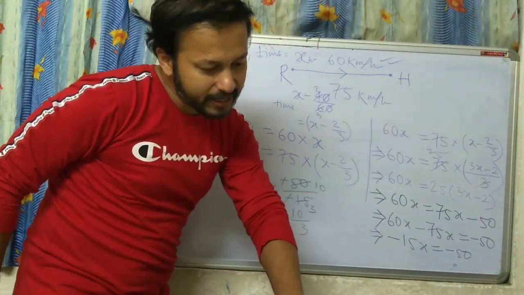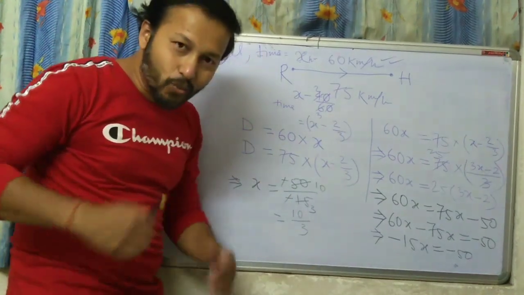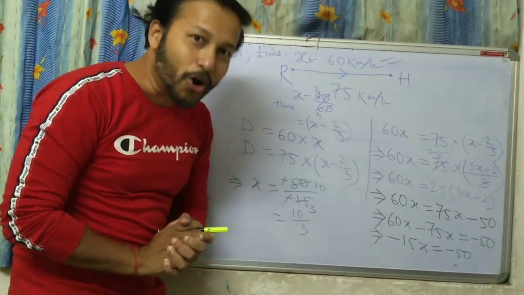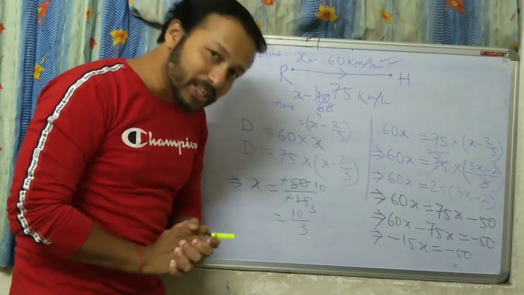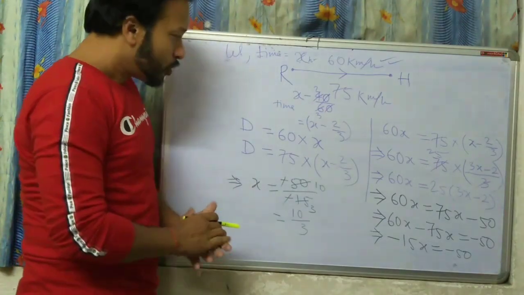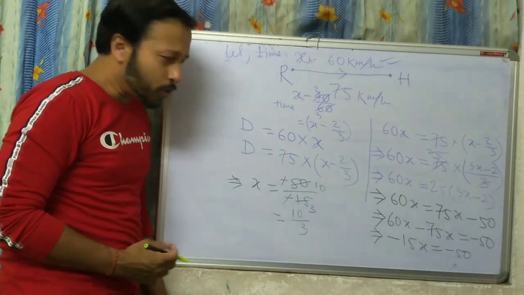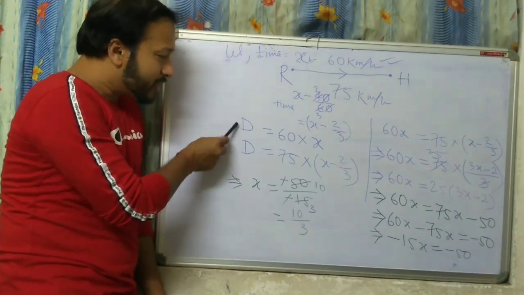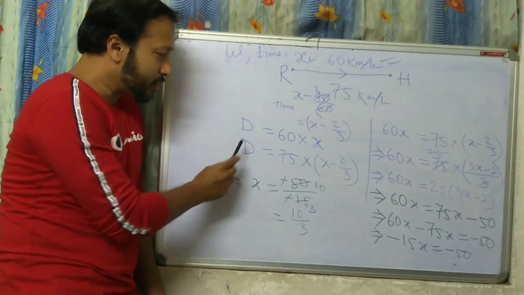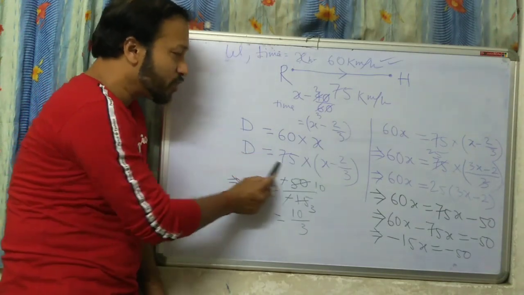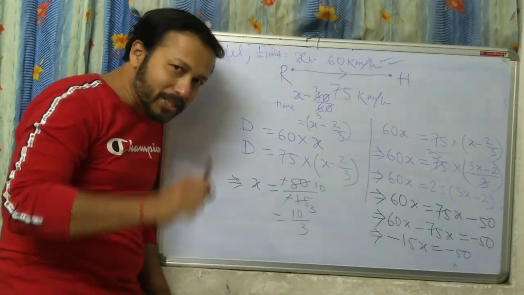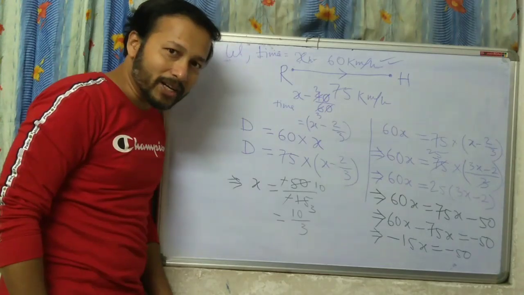How far is the holiday home? Means what is the distance of his holiday home? Correct. Let us find that distance now. To find the distance, we can use any of these two equations, because this is also distance, this is also distance. But you must select the easier one.